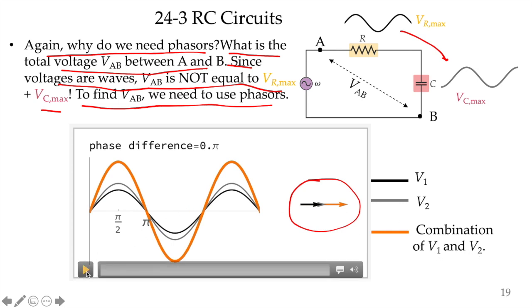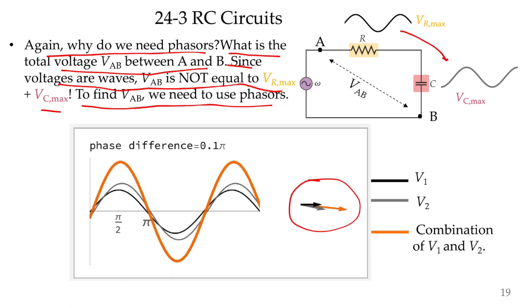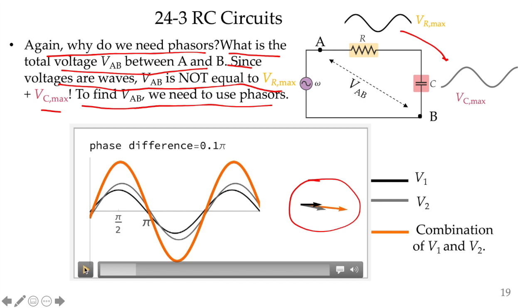Now I'm going to play it. You're going to see that the gray is picking up some phase. The gray is moving forward, okay? So now look at the total. The black one is constant. The gray is picking up some phase. It's actually now lagging the black one, right? It's coming behind the black one. And you can see that it's behind now.